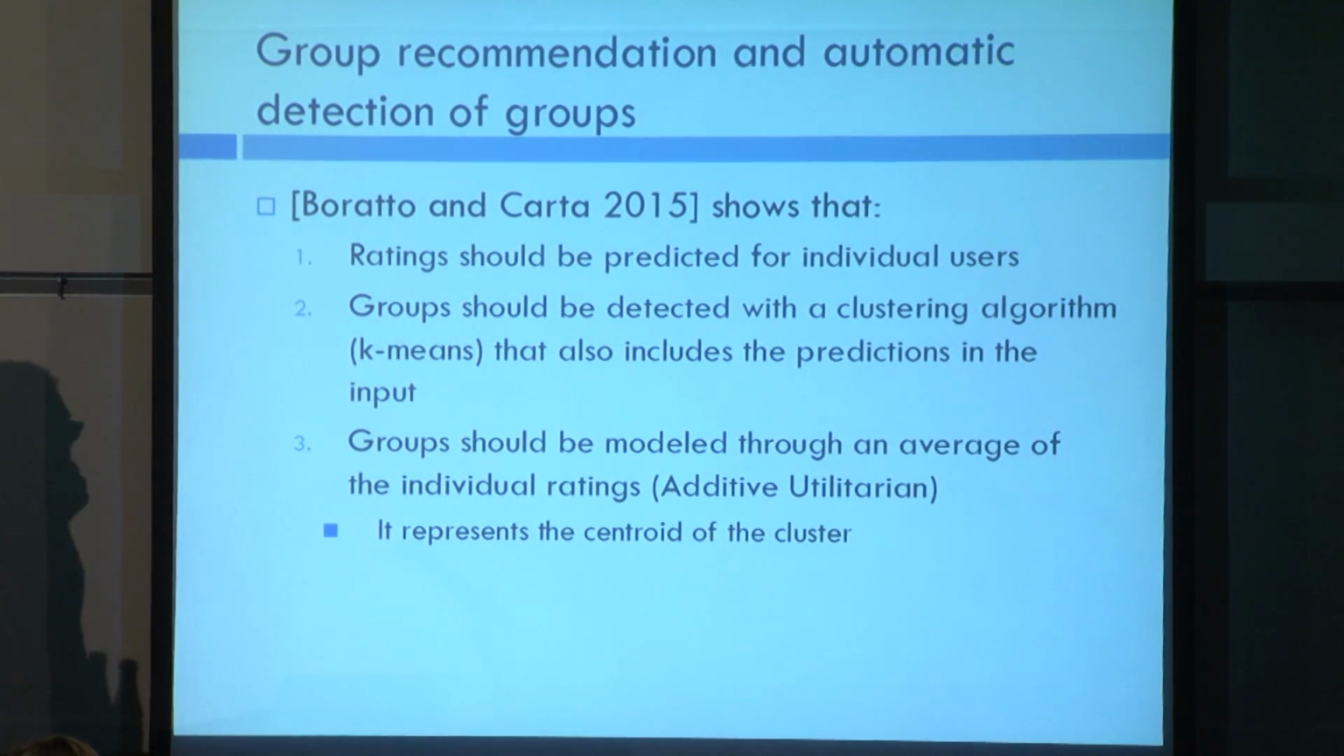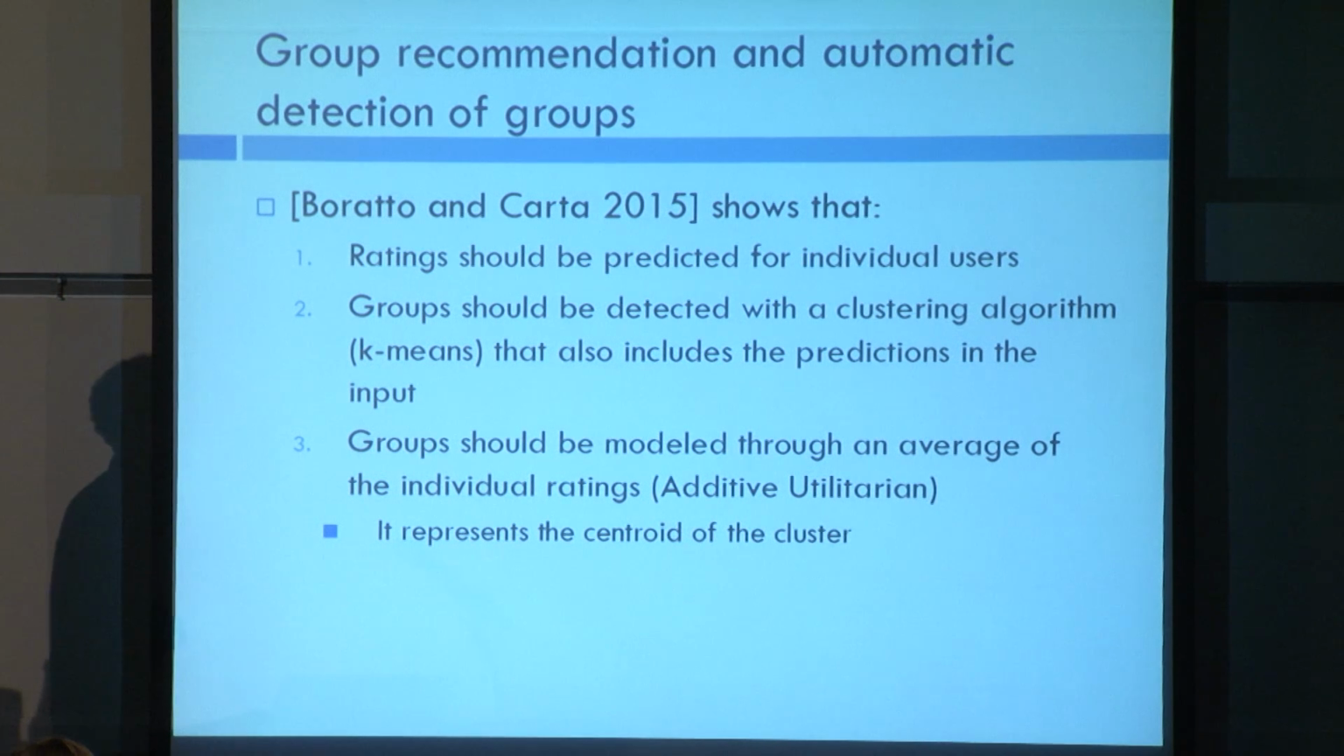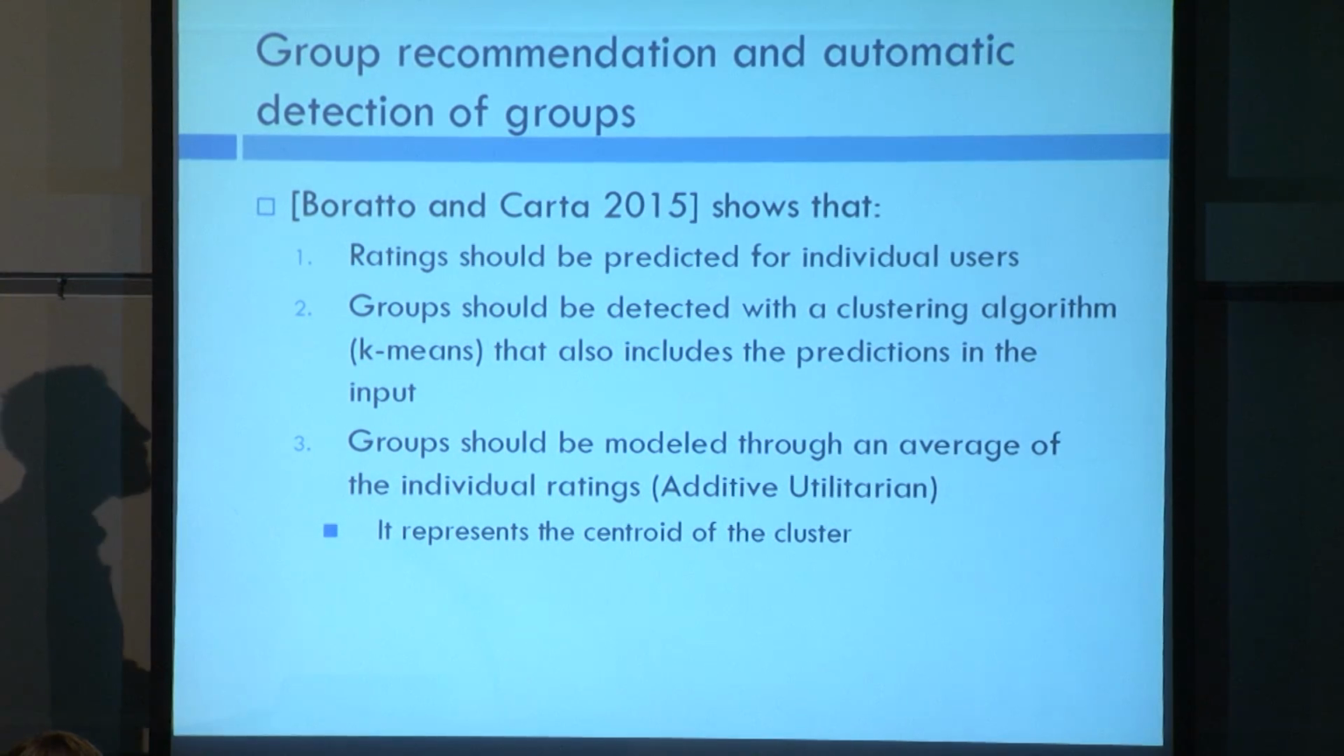And the interesting aspect of this research area is that you should predict ratings for individual users, and then these individual predictions should be included as input in the clustering algorithm. So even the predicted preferences are a valuable source of information in order to detect the groups, which can be detected with a simple clustering algorithm like k-means. And the groups should be modeled to an average of the individual ratings, so the additive utilitarian strategy I previously presented, because it recreates the centroid of the cluster.